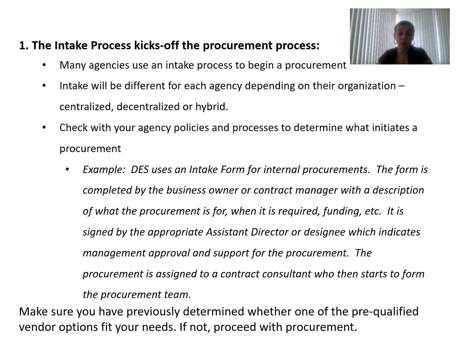This is a formal document that is completed by the business owner or a contract manager with a description of what the procurement is for, when it's required, funding, if there's a budget associated with it, and any other things. It is signed by the corporate assistant director, who approves it to initiate the process. Then the procurement is assigned to the contract consultant, who starts the firm procurement team. You have to make sure that you have pre-qualified vendors for this need. If not, you need to proceed with the procurement.